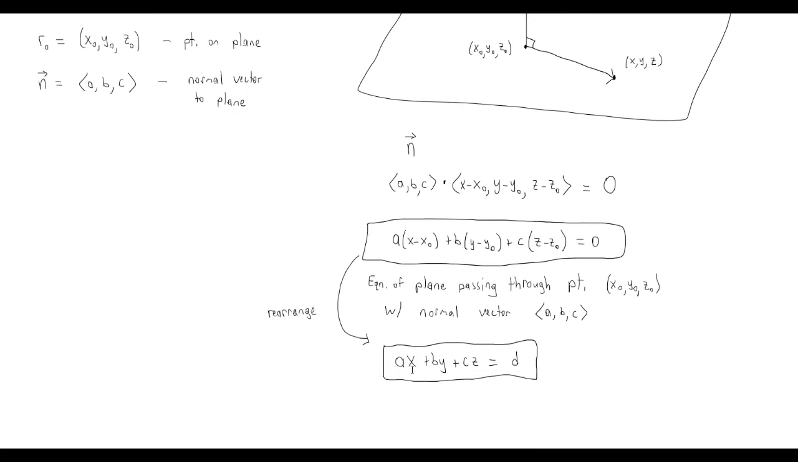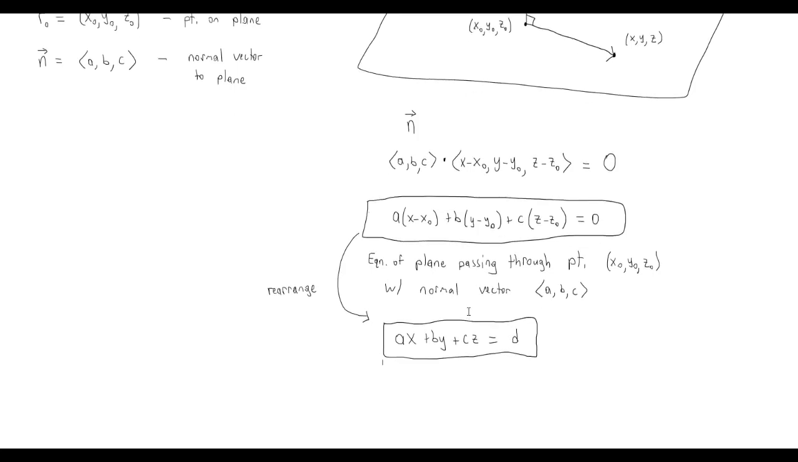Now I don't like this equation quite as much. I think the first equation is better because the point is more transparent or explicit in the equation up here, whereas it's sort of hidden in this equation because it was all put into this variable d. Okay? Alright. So we'll do a couple of examples finding the equation of a plane.